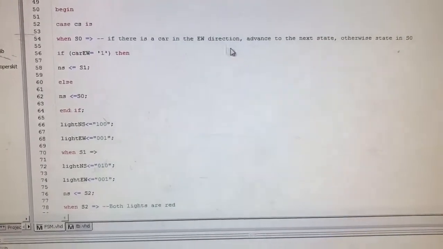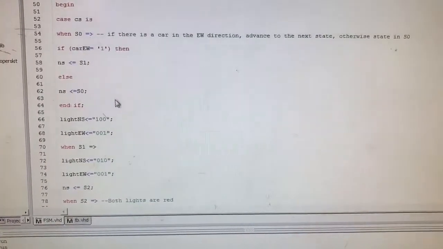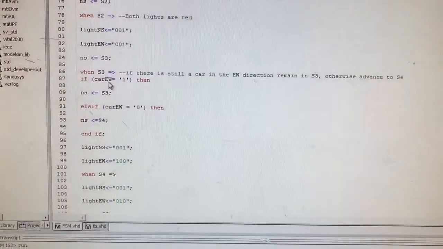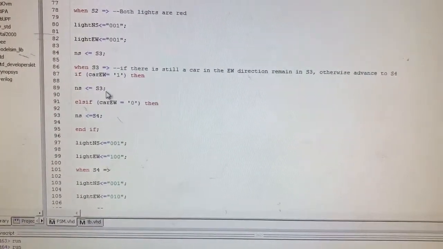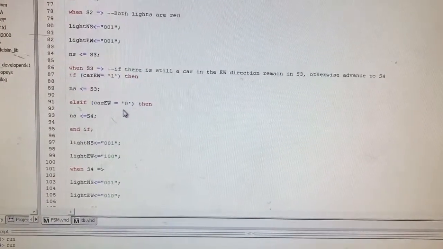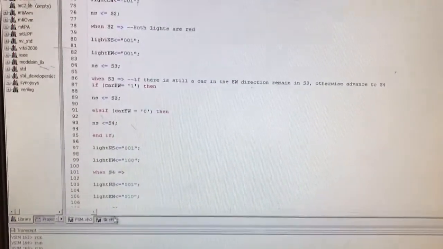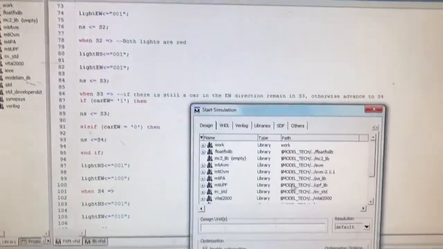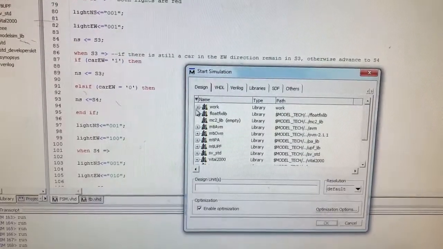So again, state 0, same. If there's a car in the east-west direction, go to the next state. Otherwise, stay in the state. The changes here, we have in state 3, if there's a car in the east-west direction, remain in state 3. Otherwise, if there's no car in the east-west direction, go ahead and go to state 4 in the next clock cycle. So let's go ahead and see this simulated and check it out.